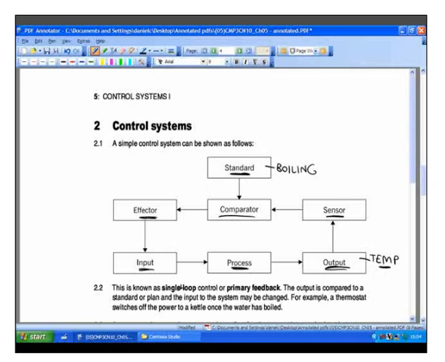Once the temperature hits boiling point, then the sensor can now tell the output has hit the standard, has hit boiling point, and the effector will cause the current to switch off and the water to stop heating. So that's a very simple example of a control. The thermostat and the on-off switch controls the temperature of the water.